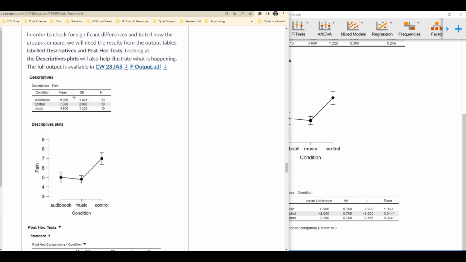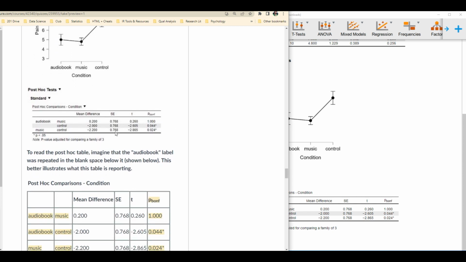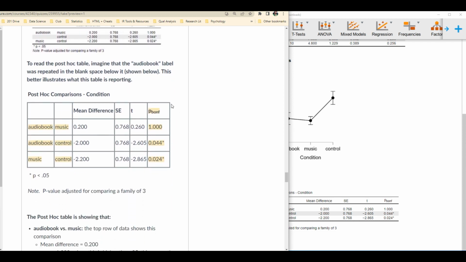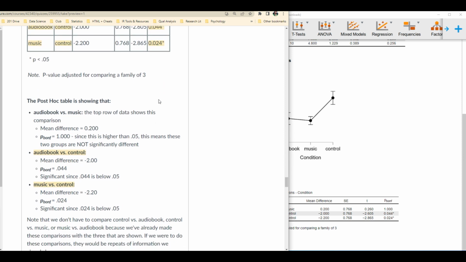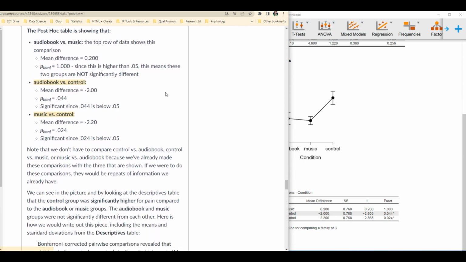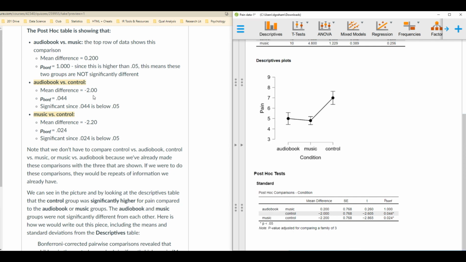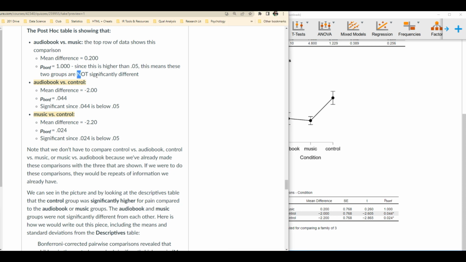So as I describe here, in order to test for those significant differences, we're going to look down at our post hoc test table. We'll use that p-value to look for those ones that are significant versus not significant. And here is where I've listed out what we described, what does this tell us in terms of our different groups. So audiobook versus music, that was not significant. Audiobook versus control was significant. And music versus control was significant.